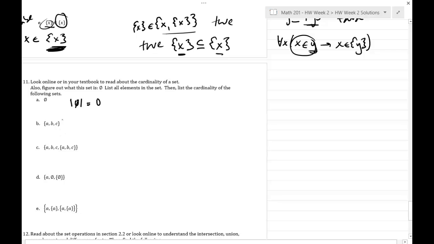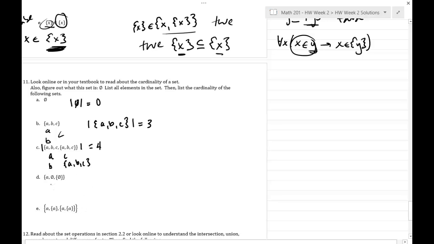For part B, let's go ahead and list what elements we have. A is an element, B is an element, and C is an element. So that tells me, since I can list 3 elements, A, B, and C, the cardinality of that is 3. For part C, if I list all the elements, I've got A, B, C, and the set containing A, B, C. So I've listed 4 elements. That tells me that my cardinality is 4.